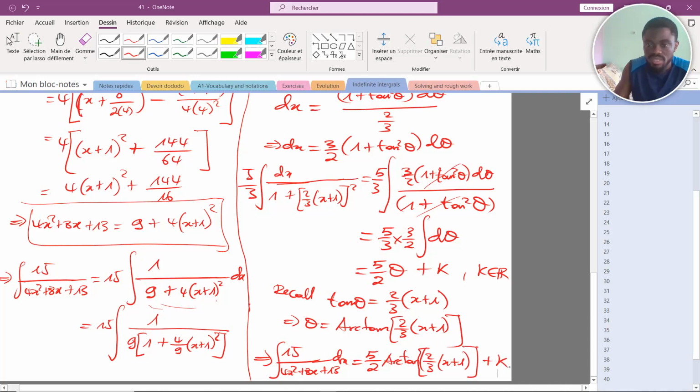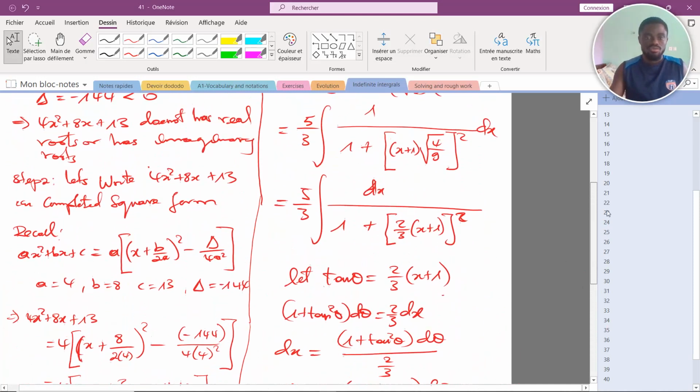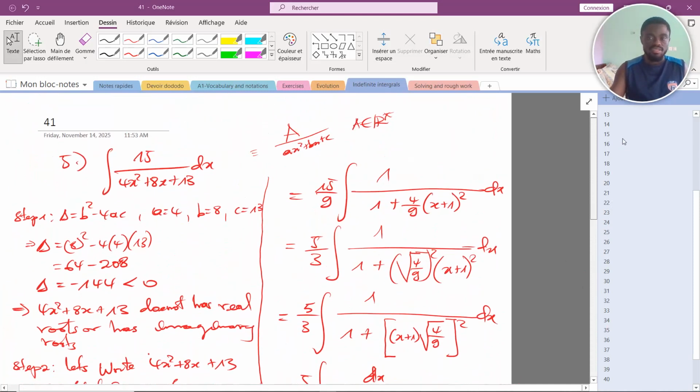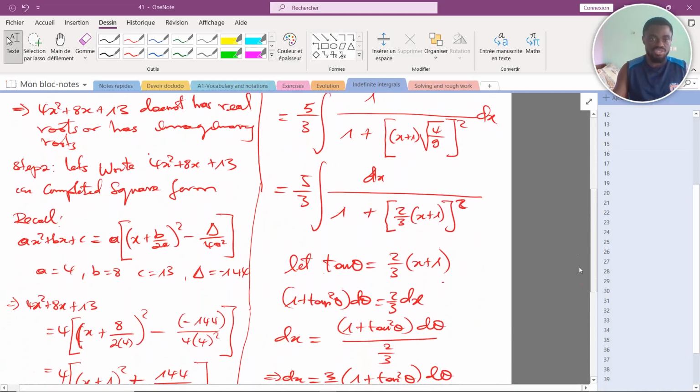Plus our constant of integration. So that's how you integrate it. Is that okay? You see that it's very simple. So as I said, the first thing we notice is that it was in this form. We calculate delta. We notice that our delta was less than 0. This means that the quadratic expression has imaginary roots.